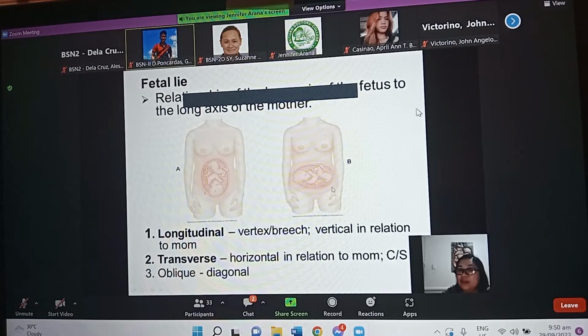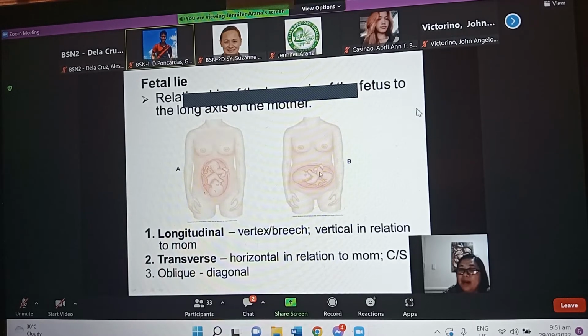In this drawing B, it is a transverse lie. It occurs when the fetus is horizontal in relation to the mother. In other words, the baby is lying crosswise. That is transverse lie. Of course, this makes vaginal delivery impossible or difficult. That's why if the child is in transverse lie, we have to resort to cesarean section delivery.